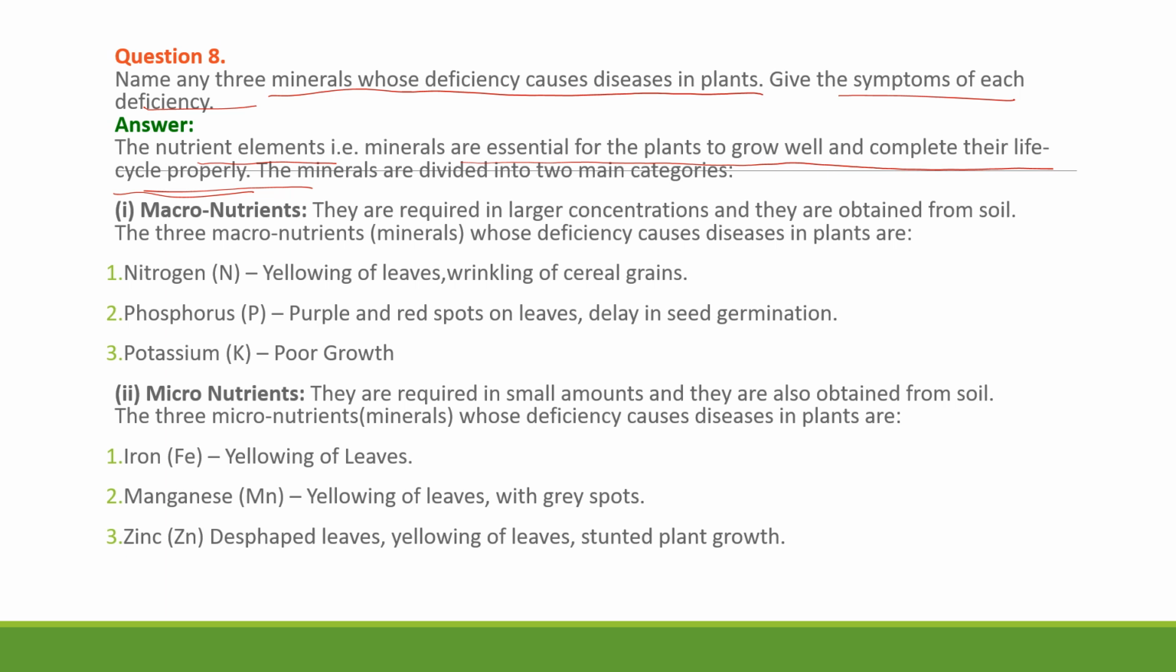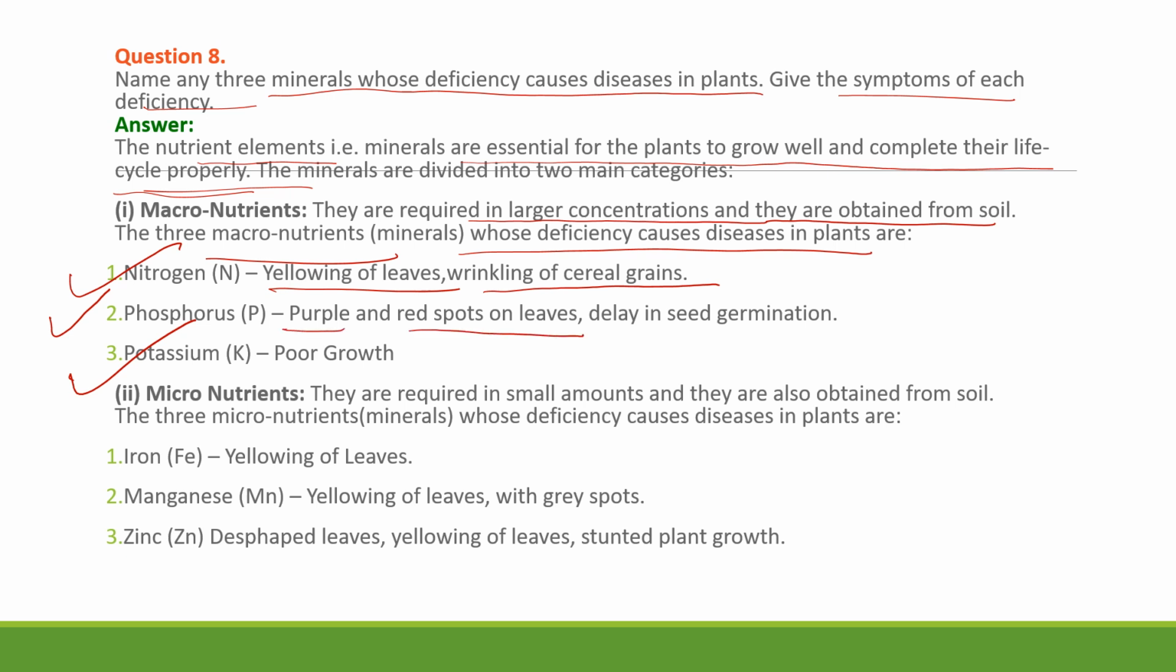Macro elements are required in larger concentrations and they are obtained from the soil. So for macro elements, what diseases are caused by their deficiency? We have taken three macronutrients: nitrogen, phosphorus and potassium. The deficiency of nitrogen causes yellowing of the leaf and wrinkling of the cereal grains. The deficiency of phosphorus causes purple and red spots on the leaf and delay in seed germination. And the deficiency of potassium will cause poor growth.